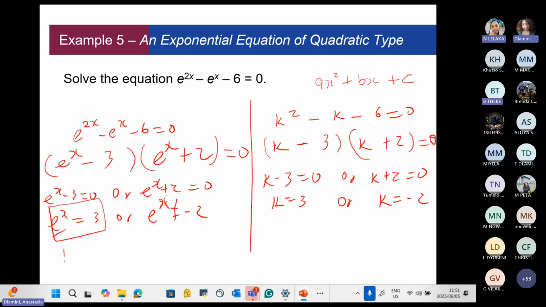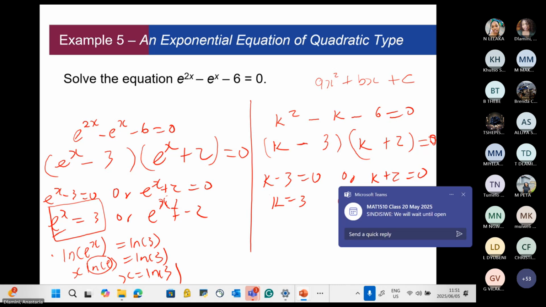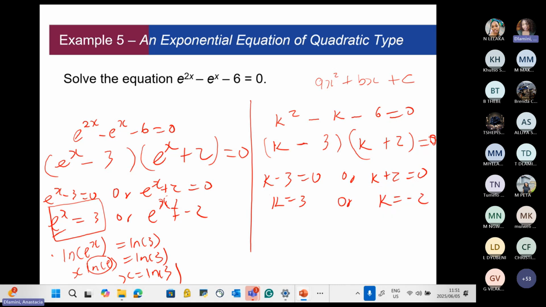It is ln. So we say ln e to the power of x is equal to ln of 3. Then x will go outside. So x ln of e, according to the natural logarithmic properties, we know ln e is 1. So x is equal to ln of 3.